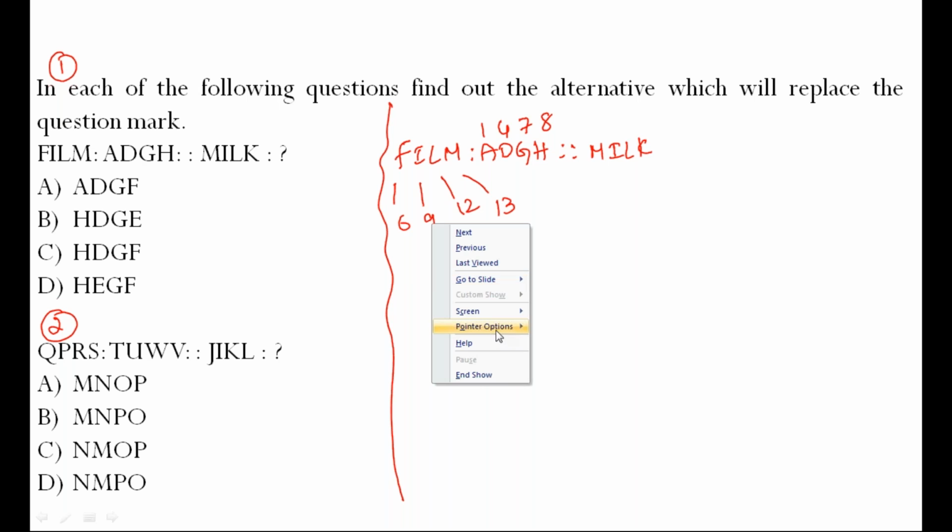Now see this first one, friends. Fill in ADGH, and FILM in the same way is what? Now if you see, F is 6, I is 9, L is 12, M is 13, A value 1, D value 4, G value 7, H value 8. Now if you just map this properly, this is minus 5.